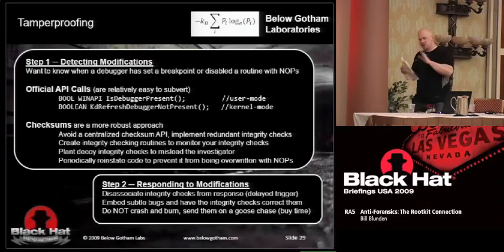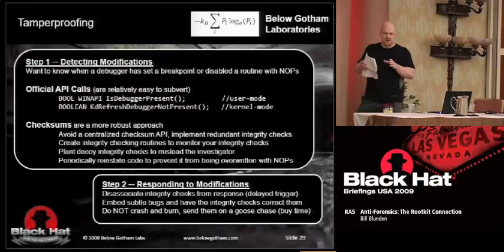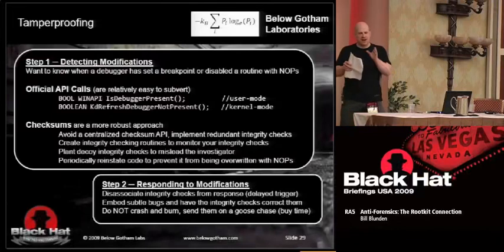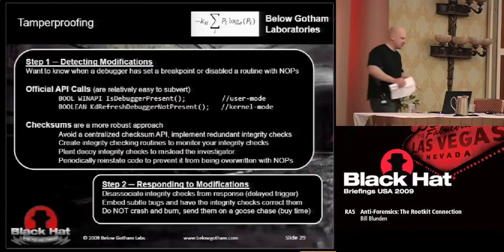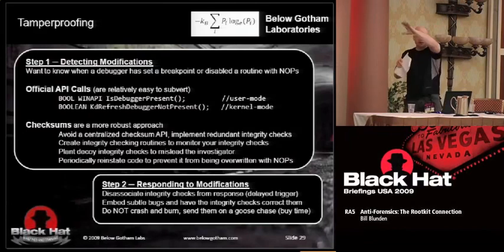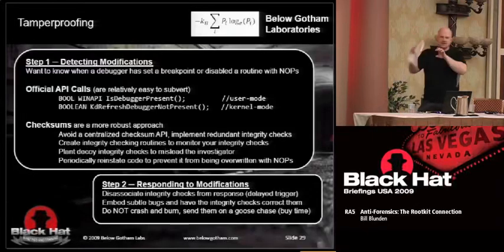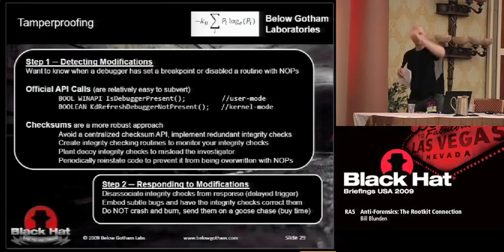If you're going to use the checksum-based approach, you don't want to use a centralized API, because that allows the investigator to say, okay, all that checksumming is occurring in this one place. All I've got to do is no-op it out, disable it, and I'm home free. So what you want to do is spread out. You want to have redundant checksums spread throughout your entire application. And not only that, you want the checksumming code to be interdependent, so that if they try to alter one checksum routine, that alteration gets detected by another checksum routine.